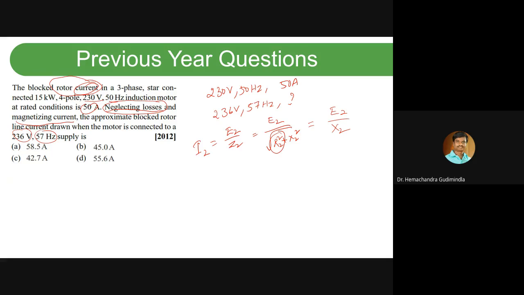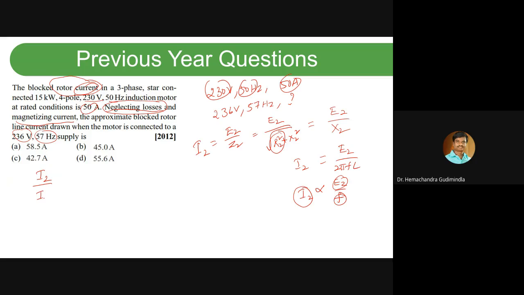But for X2, which has the inductance component, we don't have the inductance value. But what we have is the frequency. So I can write E2 divided by 2 pi F L. Now I can say I2 is directly proportional to E2 by F. So I have the relation between I2, E2 and F.